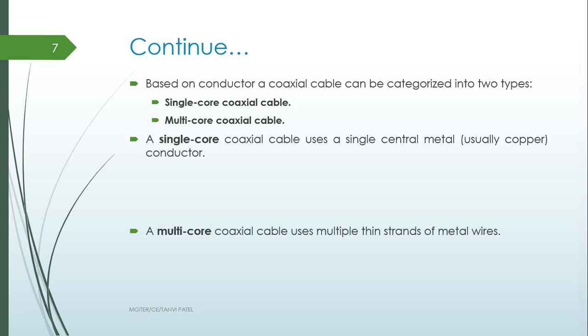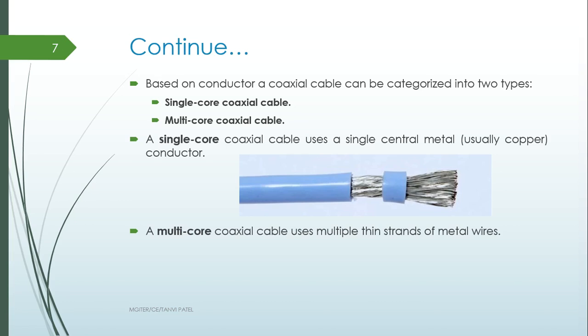Now, based on conductor, coaxial cable is categorized into two types, that is single core coaxial cable and second is multi-core coaxial cable. So, first is a single core coaxial cable which uses a single central metal, usually copper conductor. Here in figure you can see that it is a single central metal only which is used in single core, and multi-core coaxial cable uses multiple thin strands of metal wire.